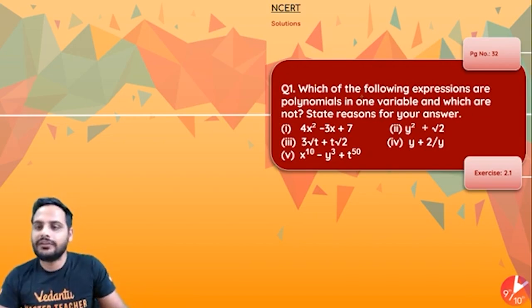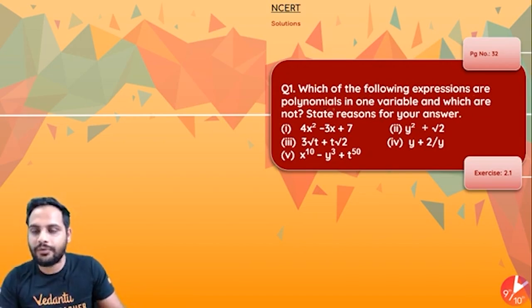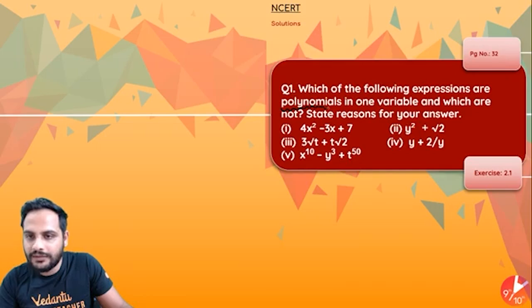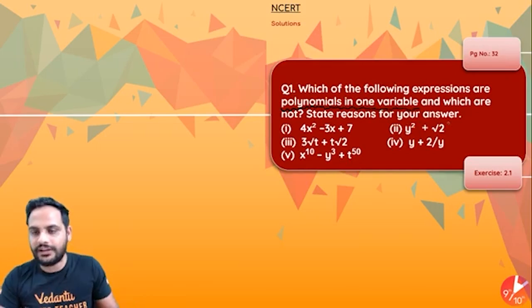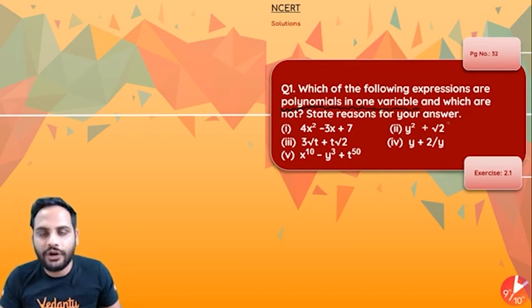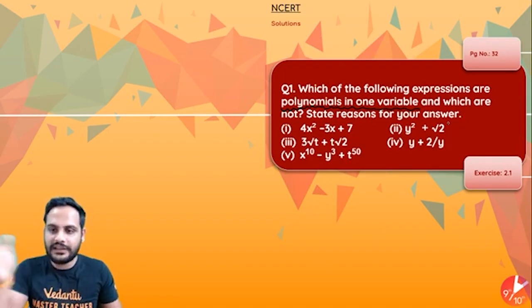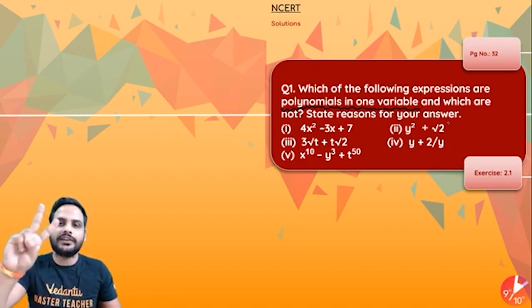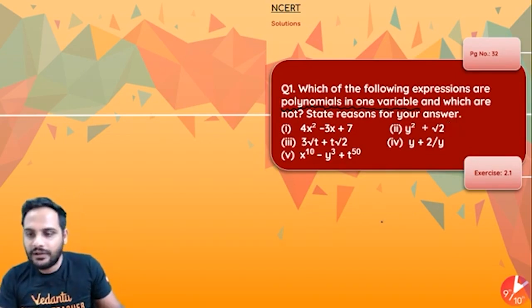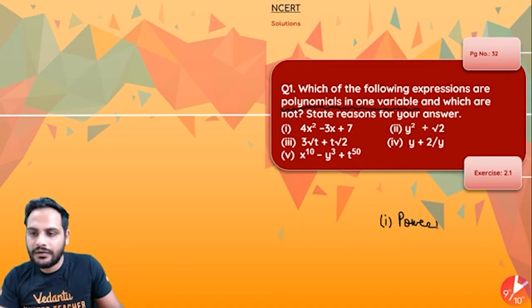Read the question. Which of the following expressions are polynomials in one variable and which are not? So what do we want to see? Which are polynomials in one variable? Whenever we talk about an algebraic expression being a polynomial, there are two things which you need to take care of. First thing, remember, power must be a whole number. Power of the variable, sorry.